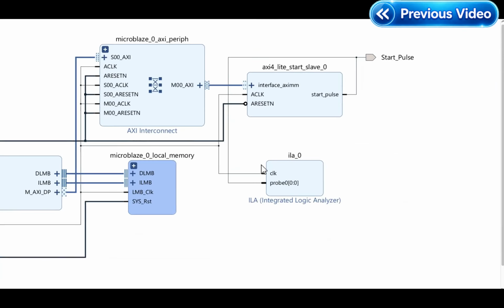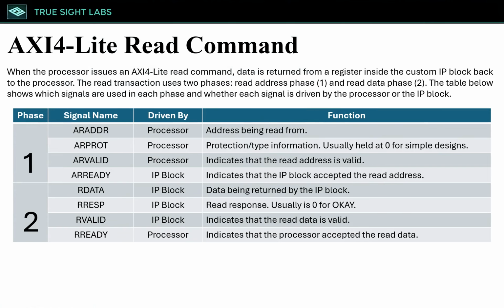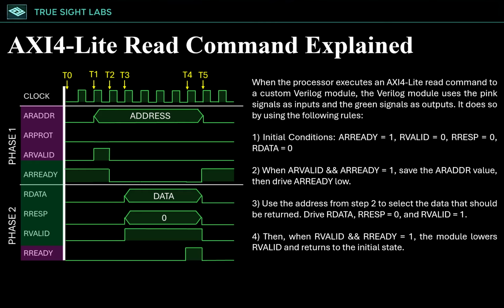Alright, let's get started. When the processor issues an AXI4-Lite read command, data is returned from a register inside the custom IP block back to the processor. The read transaction uses two phases: read address phase and read data phase. The table below shows which signals are used in each phase and whether each signal is driven by the processor or the IP block. When the processor executes an AXI4-Lite read command to a custom Verilog module, the Verilog module uses the pink signals as inputs and the green signals as outputs. It does so by using the following rules.